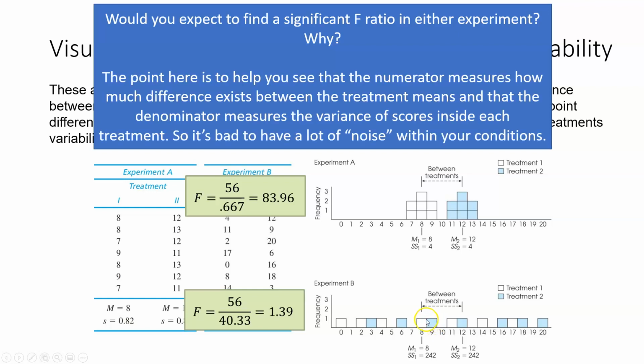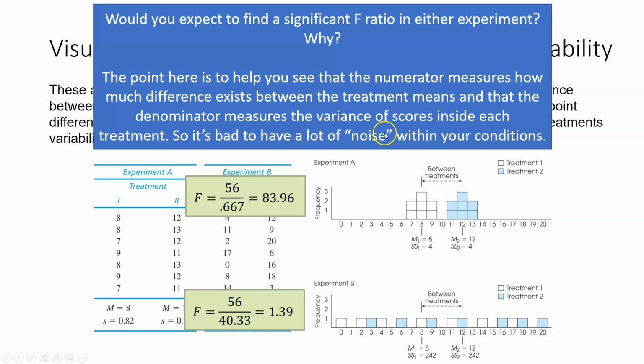The point here is to help you see that the numerator of the F statistic is the same in both situations, 56 and 56, because that represents the difference between 8 and 12 as the mean difference in these two conditions. The denominator measures the variance of scores inside each treatment. So here, there's very little variability inside of this treatment and very little variability inside this treatment. But here you can see there's a lot of variability inside the two treatments. The white ones are spread far apart and the teal ones are spread far apart. And so you find a lot more variability just by chance, that error variability.